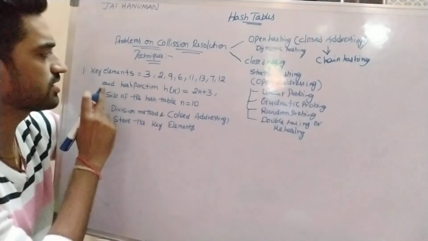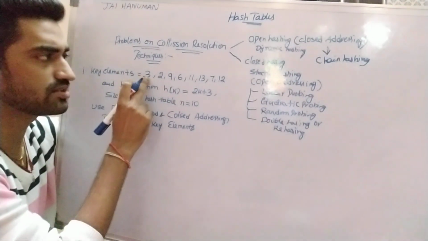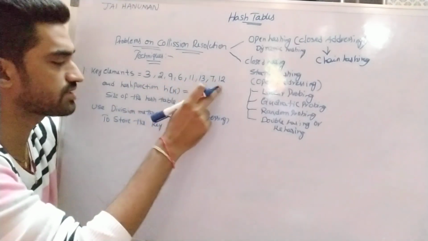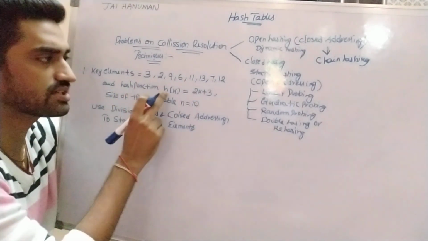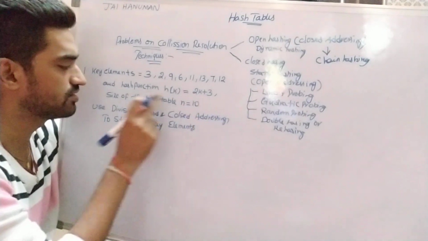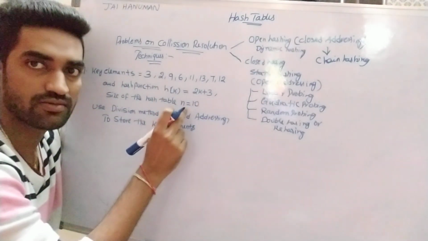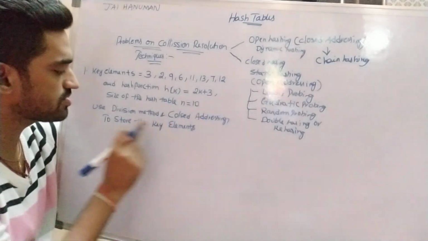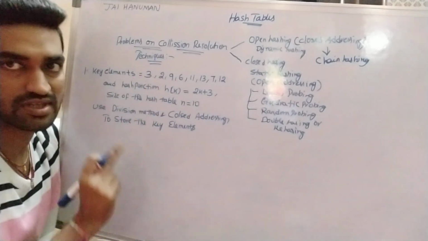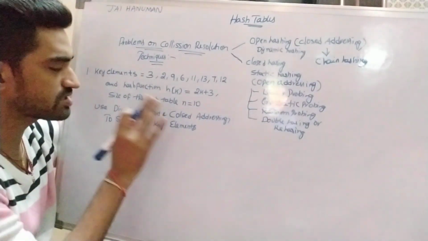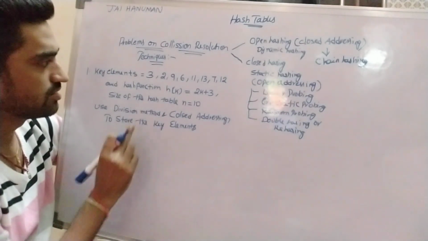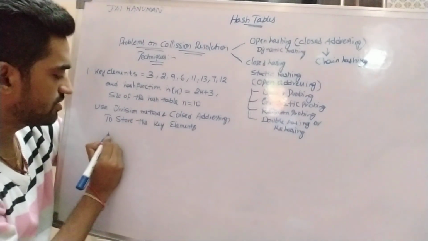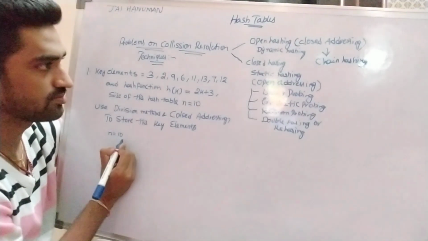First of all, here I am taking one problem. Key elements are 3, 2, 9, 6, 11, 13, 7, 12 and the hash function h of k is equal to 2k plus 3. The size of the hash table n is equal to 10, right? Use the division method and closed addressing to store the key elements. This is our problem, right? So first of all, what is the size of the hash table? n is equal to 10, right?